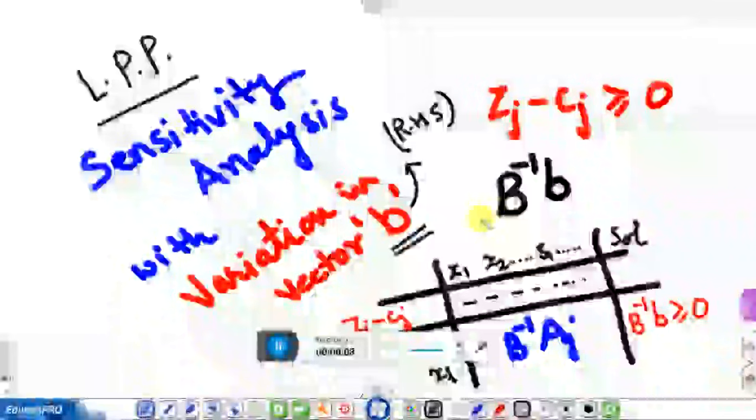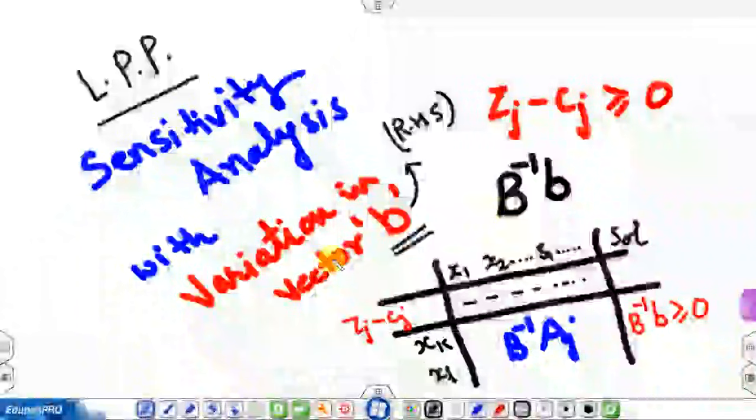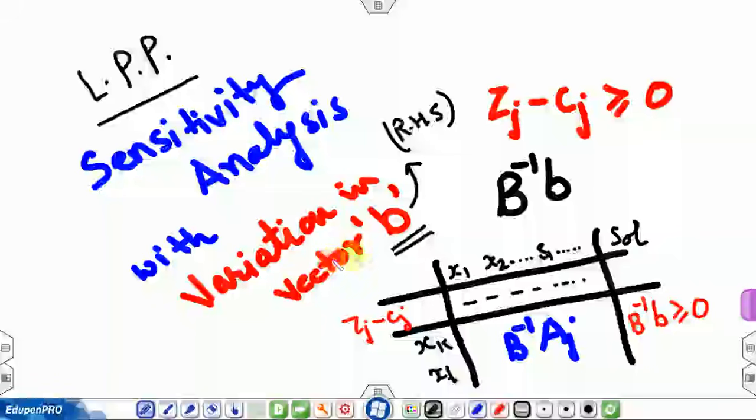In this video, we are talking about the effect of the change in the vector B. Here, B means the right hand side of the constraints. That's quite obvious that this is the condition for the optimality of any LPP for the maximization problem, and this is the general overview of the simplex table.